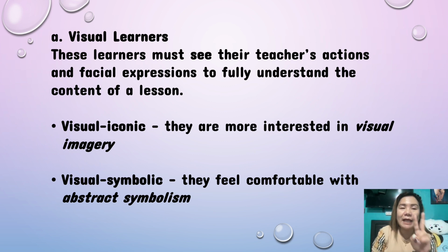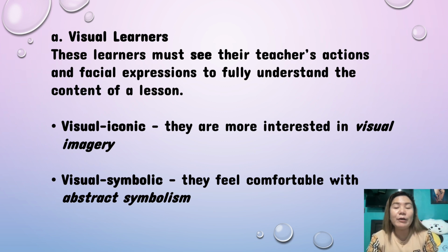And we have two types of visual learners. We have the visual iconic and the visual symbolic. If we say visual iconic, they are more interested in visual imagery, like films, graphic displays, or pictures in order to solidify their learning. So, they usually have a good picture memory. Natatandaan nila. Meron silang naiiwan sa kanilang imagination. Or the iconic imagery and attend to pictorial details.